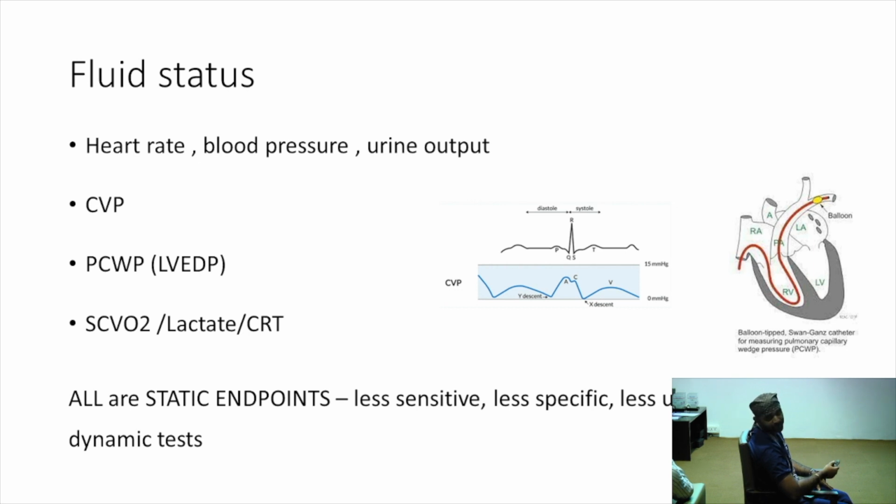Heart rate, blood pressure is not put. CVP, pulmonary capillary wedge pressure, ScvO2, lactate, and CRP. See, all these are static endpoints. They are less sensitive, less specific, and less useful than the dynamic tests. So we don't go by these tests for fluid resuscitation, because this will only tell us the status of fluid in the patient. It won't tell us whether, if I give fluid to this patient, he will respond to that.